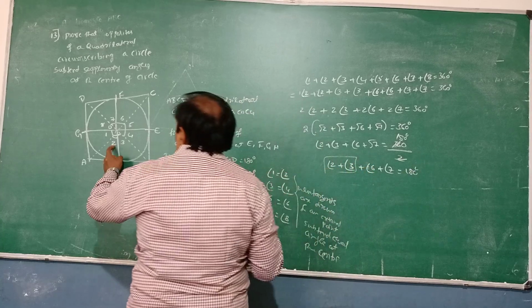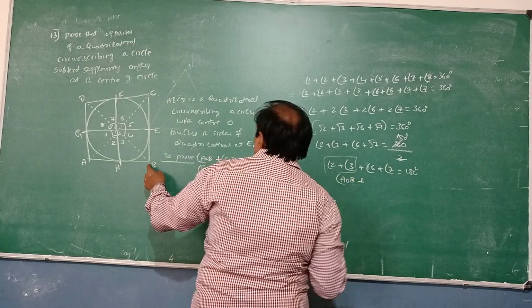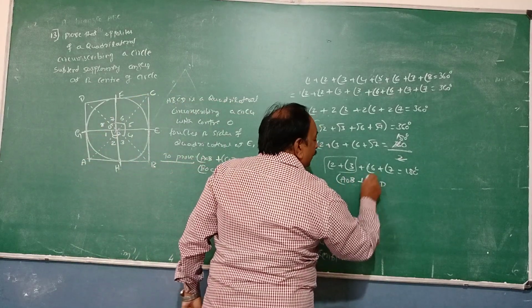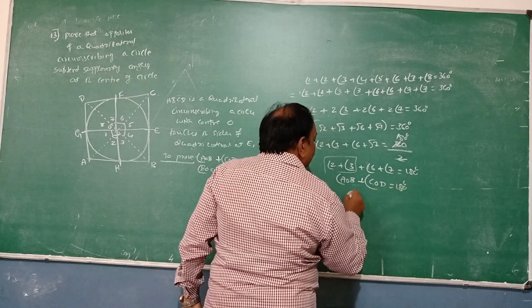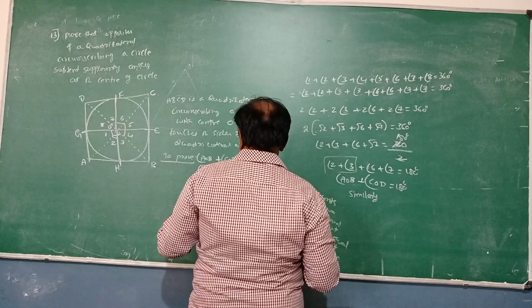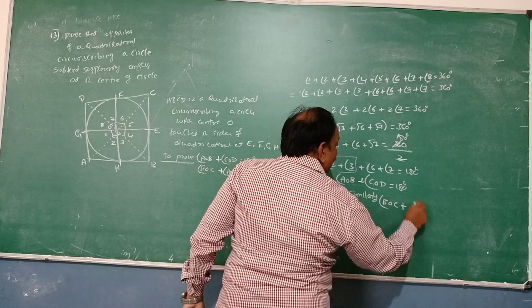Angle 2 plus angle 3 is AOB. Angle 6 plus angle 7 is COD. So AOB plus COD is equal to 180 degrees. Similarly, angle BOC plus angle AOD is equal to 180 degrees.